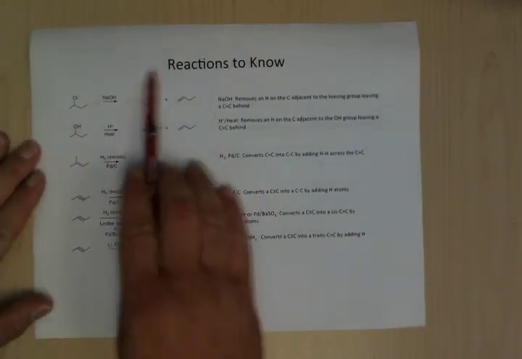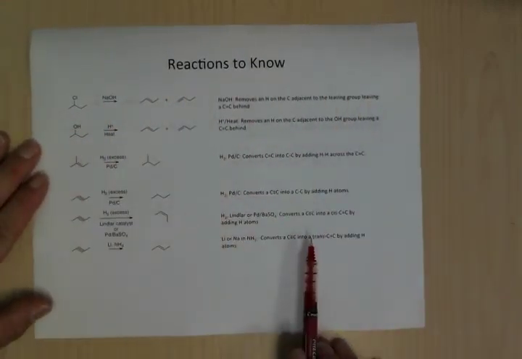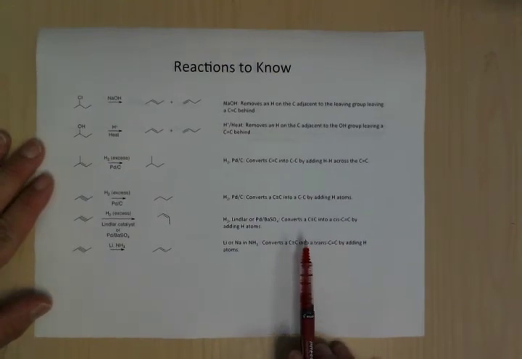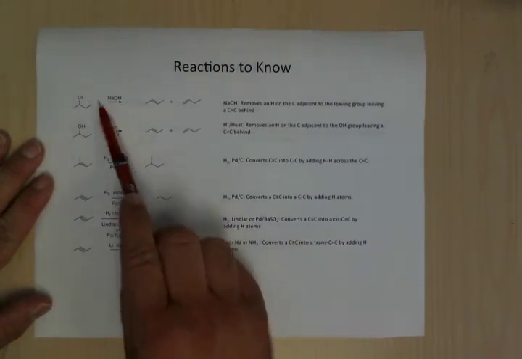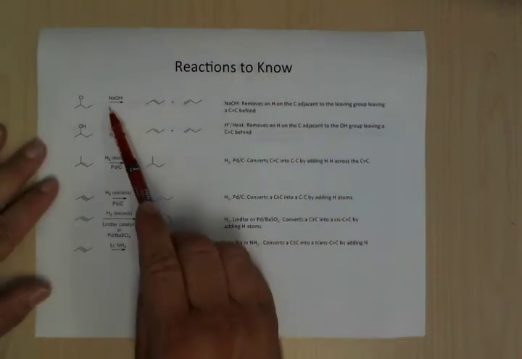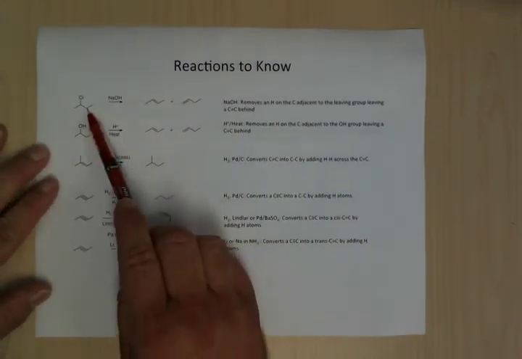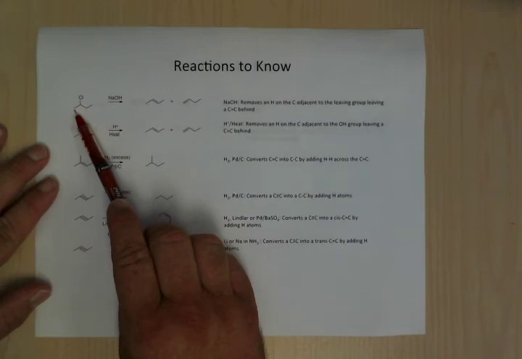So this is an example reaction, and then this here is just an explanation for what is going on. Okay, so here you can have sodium hydroxide. You could also have potassium hydroxide with that. So this is an E2 type mechanism.